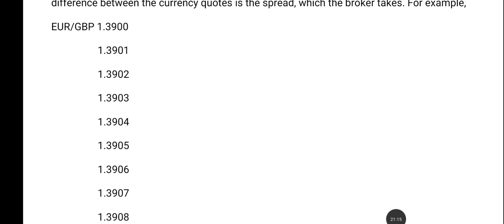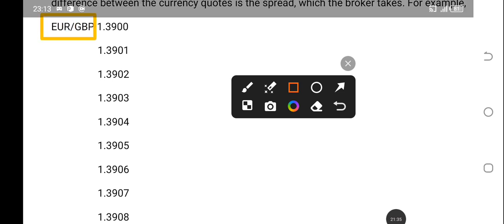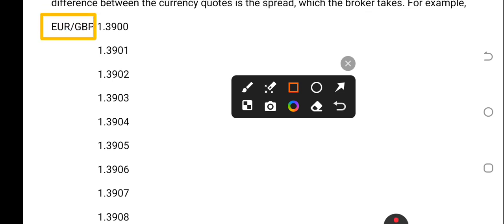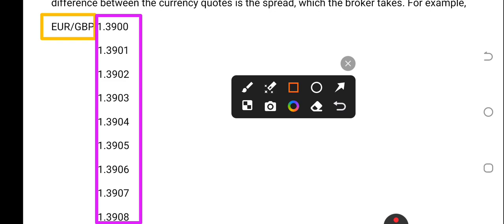So here is a broader explanation for the pip. What is the pip here? If you count for this Euro GBP pair, this is the Euro GBP pair, and the market is moving. This is the currency pair, then this is the currency quote, the currency quote up to 9. I think there's still a value below. So those are the currency quotes. That is the currency pair.